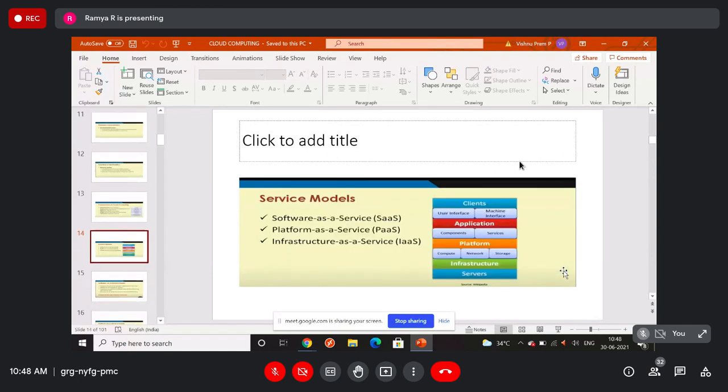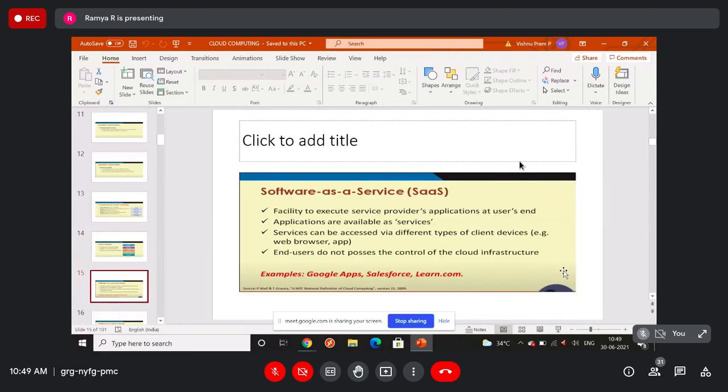Next, we see some of the service models of cloud computing. The services from the cloud can be provided in 3 ways: software as a service, platform as a service, and infrastructure as a service. In software as a service, the service provider's applications are made available to users as services. This is nothing but readily available software.